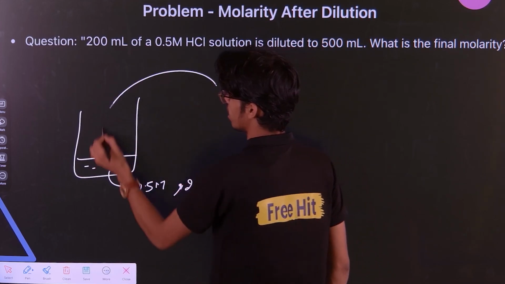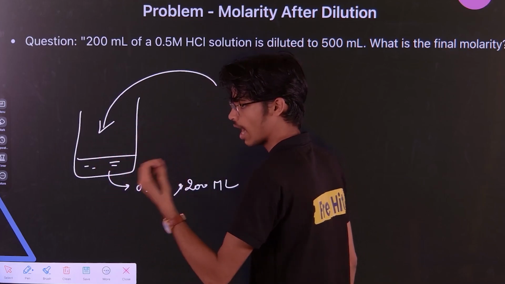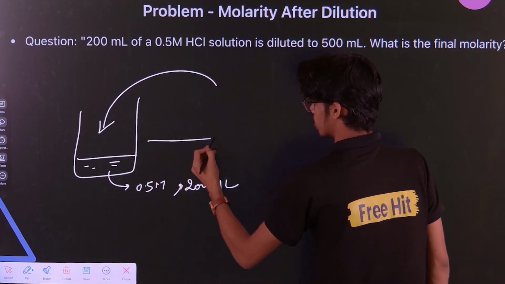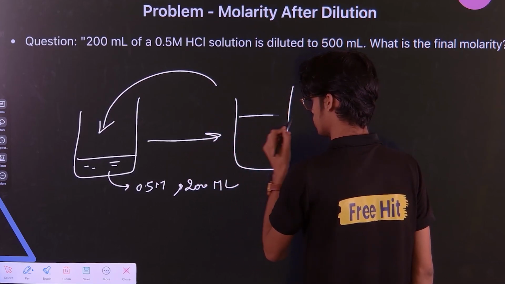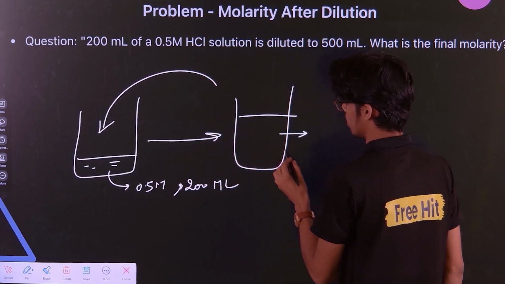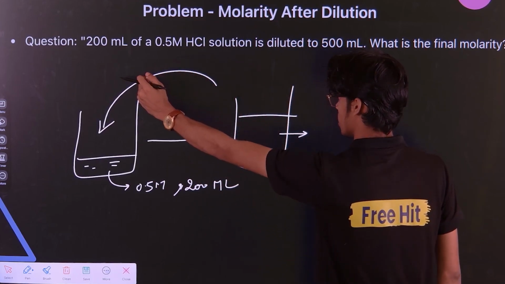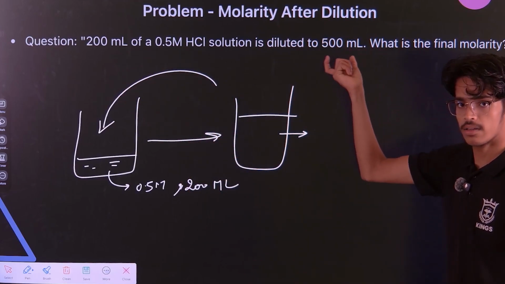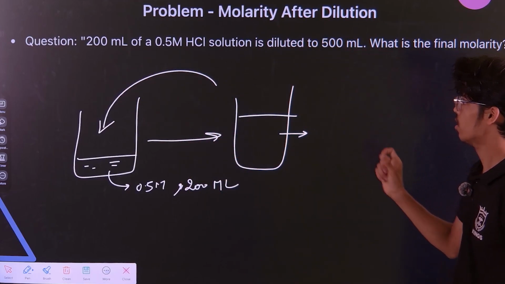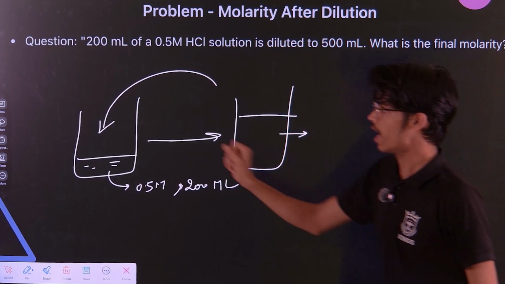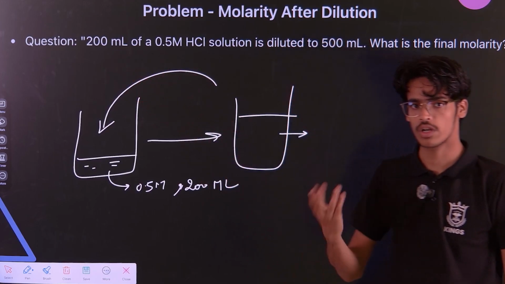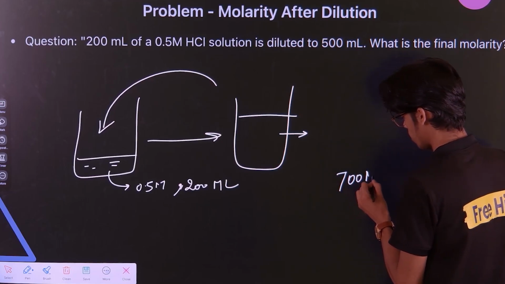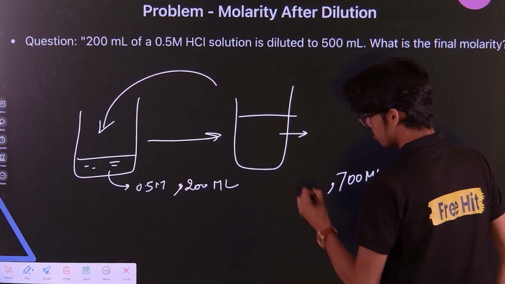Now you are adding water to it, so it means you are diluting the solution. So when you are diluting the solution, what is happening? The volume is going to increase, right? Earlier there was 200 milliliter, and now there are 500 milliliter more of water. So extra 500 milliliter, and earlier it was 200 milliliter. So what is the total volume? Now the total volume is 700 milliliter. And what is the molarity?